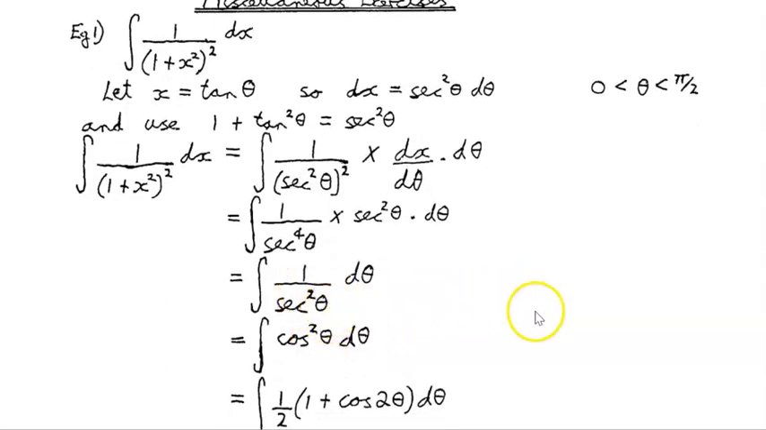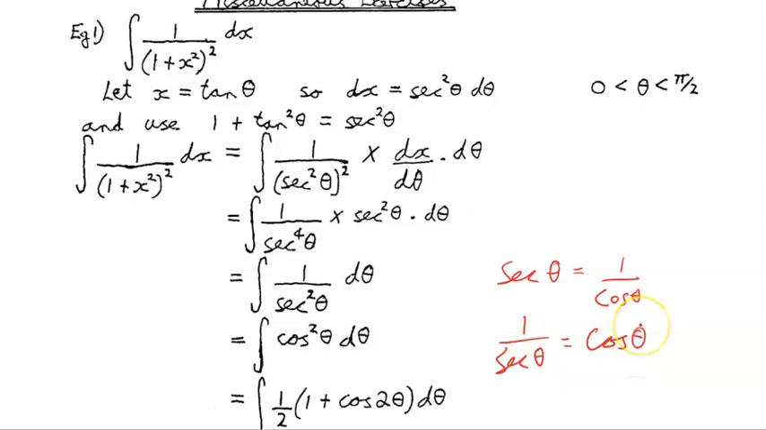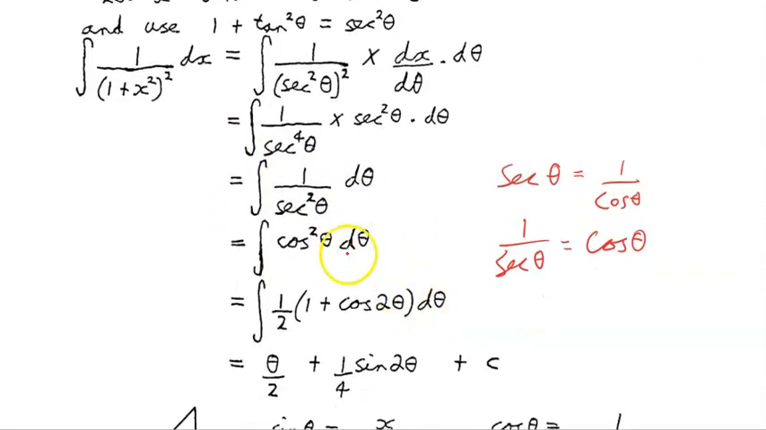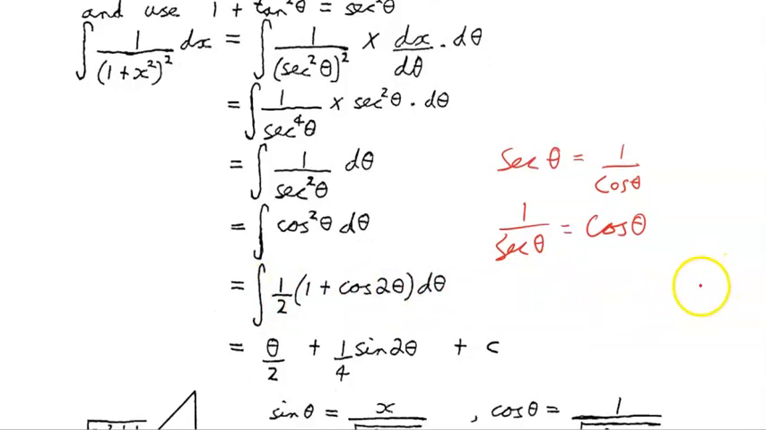Now sec theta is 1 on cos theta, and by the same token 1 on sec theta is equal to cos theta. So 1 on sec squared theta is cos squared theta, and from previous videos we can replace cos squared theta with a half times (1 plus cos 2 theta), integrated with respect to theta. The antiderivative of a half is theta on 2. The antiderivative of cos 2 theta is 1 on 2 times sine 2 theta, but there's a factor of a half out front, so this becomes 1/4 sine 2 theta, plus our constant of integration.